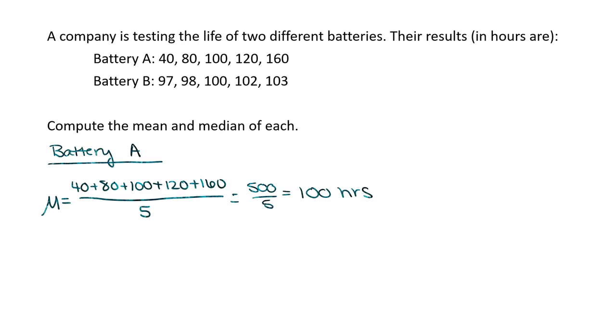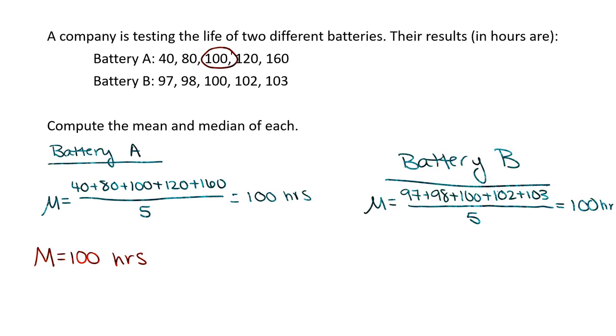So if we were to compute the mean and the median of both of these data sets, it turns out they're the same. So first data set, if you add up all the values and divide by 5, you get 100. And the middle number is also 100. And it turns out if you do the same with battery B, add up the numbers, divide by 5, you also get 100. And the middle value is 100 as well. So if we just look at the mean and the median for these data sets, they look really similar. They both are 100 hours.